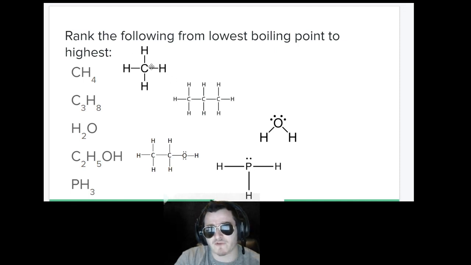So let's talk about CH4 versus our carbon chain right here. Well, in a lot of cases, we're told that size does not matter. In chemistry, it begs to differ. In chemistry, the bigger you are, the bigger your LDFs are because there's more electrons involved. There's a whole lot more electrons involved in this chain than there are here. More electrons means more LDFs, stronger LDFs, greater instantaneous dipoles, which means C3H8 has stronger intermolecular forces than CH4. So this guy, CH4, is in last place. He's our lowest boiling point. And C3H8 is going to be a little bit higher than him.